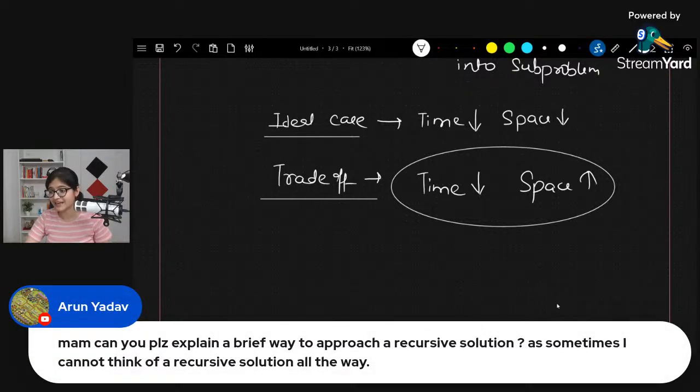Can you please explain a brief way to approach a recursive solution? As sometimes I cannot think of a recursive solution all the way.